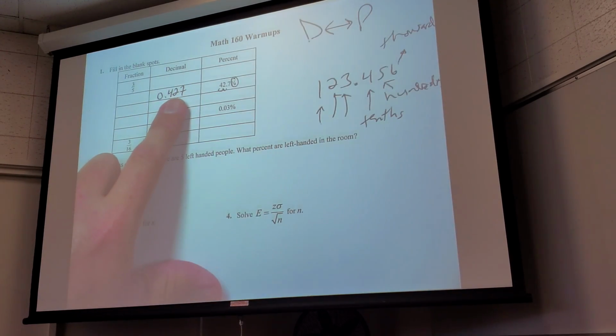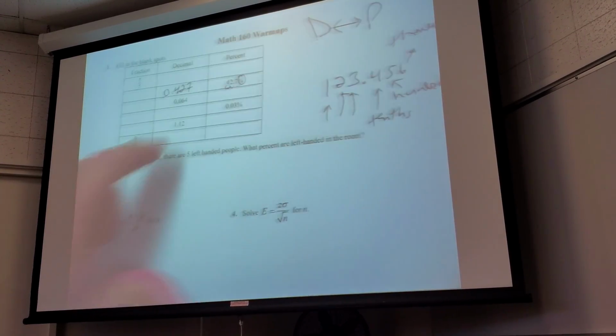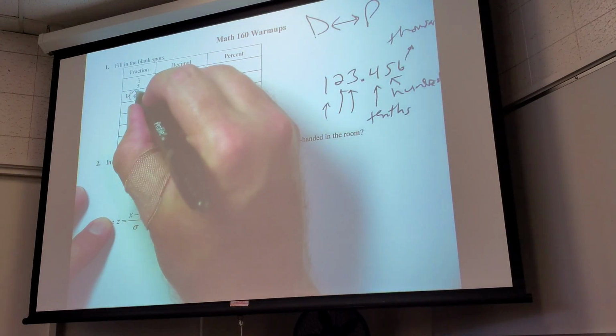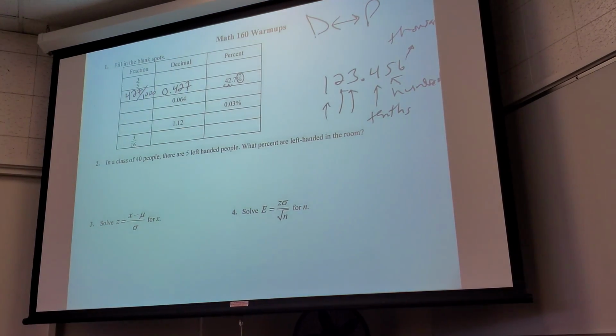So this is 0.427. What place is it in? Thousandths. So that's 427 thousandths. Right, that's all it is. Like that, we know the 1 means 100. So I know that the 0.427 means 427 thousandths.